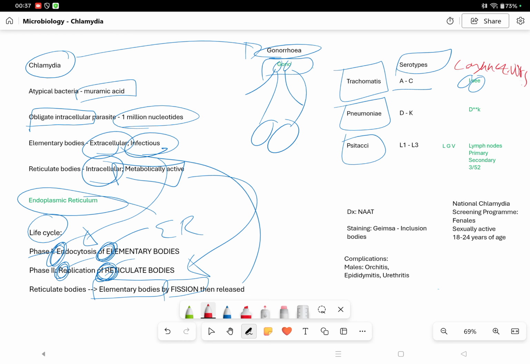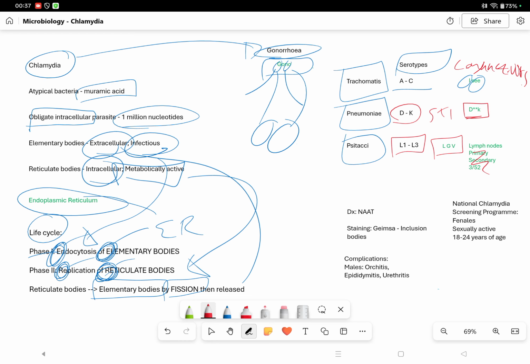Okay. D to K, yes, the root word of DICK, hence STIs. And your last one, serotypes L1 to 3, so LGV, which is essentially an infection of the lymph nodes in the inguinal region. Okay, don't need to worry too much about this detail over here. That's sufficient to know for where we are.